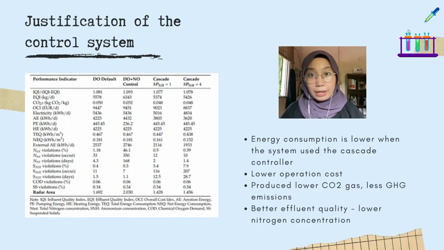Lastly, the quality of the effluent of the plant is also better when using the cascade controller, as the total nitrogen concentration is significantly lower compared to the other two control schemes.